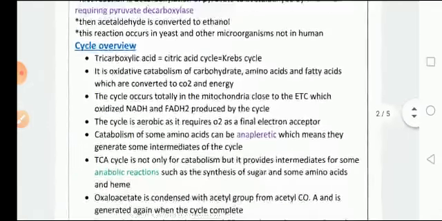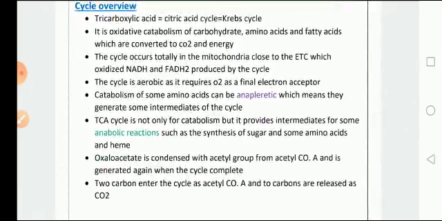Here's an overview of the cycle. The cycle is known as the tricarboxylic acid cycle, actually because it contains 3 acids as intermediates, or known as the citric acid cycle or Krebs cycle. This cycle is the oxidative catabolism of carbohydrates, amino acids, and fatty acids, which would finally be converted to energy and carbon dioxide. Energy as ATP. Carbon dioxide is a waste product.